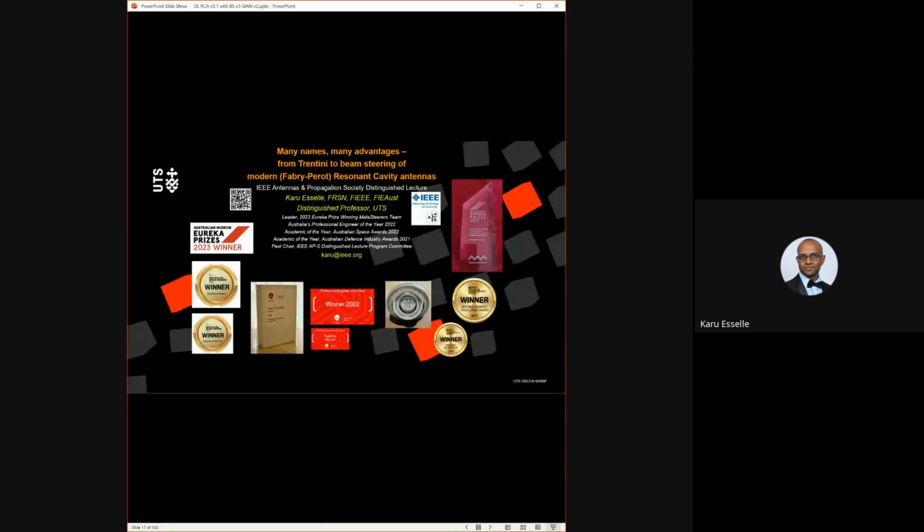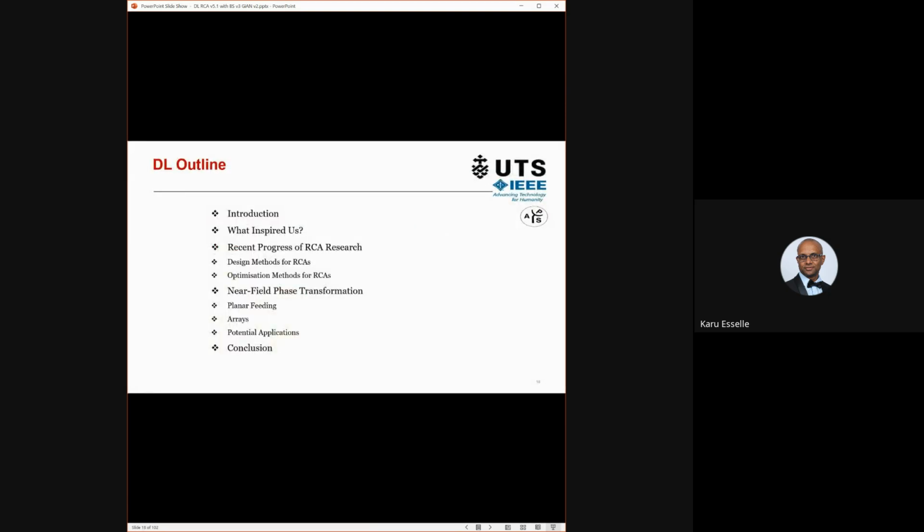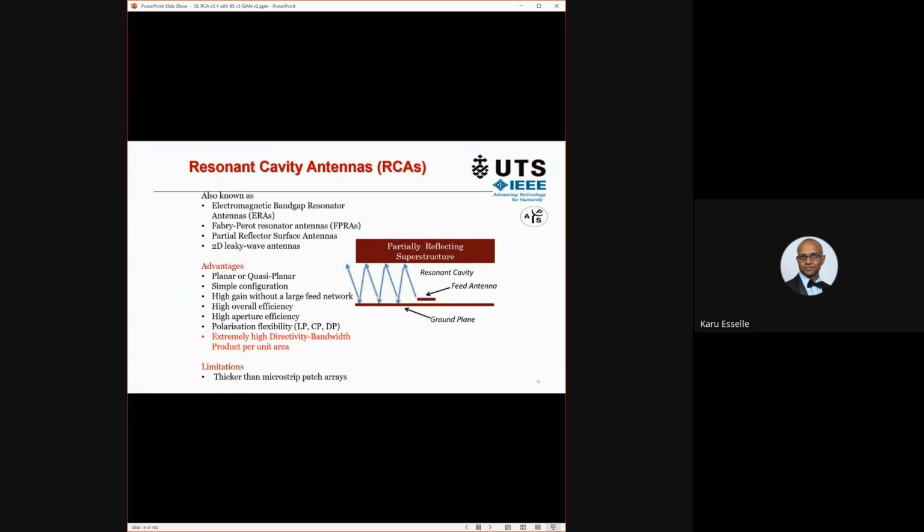Many names, many advantages, from Trentini to beam steering of modern Fabry-Perot resonant cavity antennas. It's working now, right? I can see on the Google as well. That's the outline you saw before, and we are here.